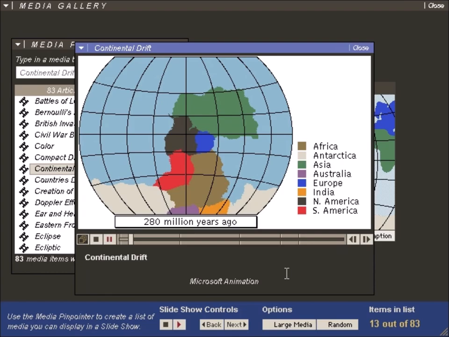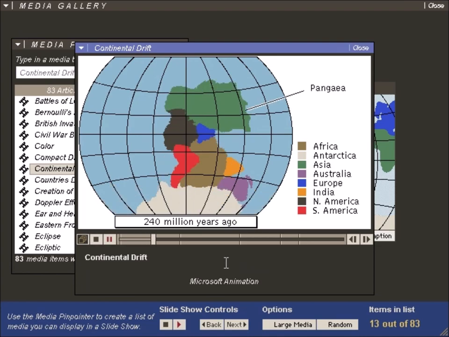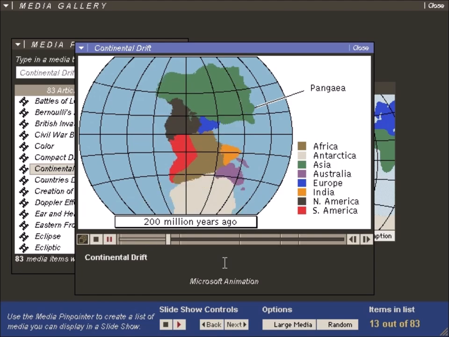According to the continental drift theory, the huge land masses of the Earth are in constant movement. The continents and the oceans rest upon rock plates that move relative to each other at rates of a few centimeters a year. Up until about 200 million years ago, the continents were connected into one single land mass called Pangaea.